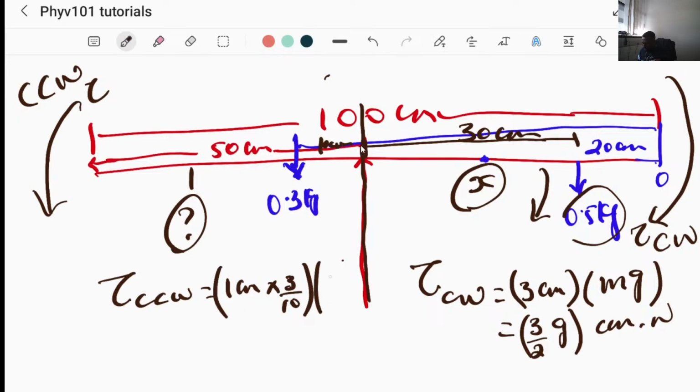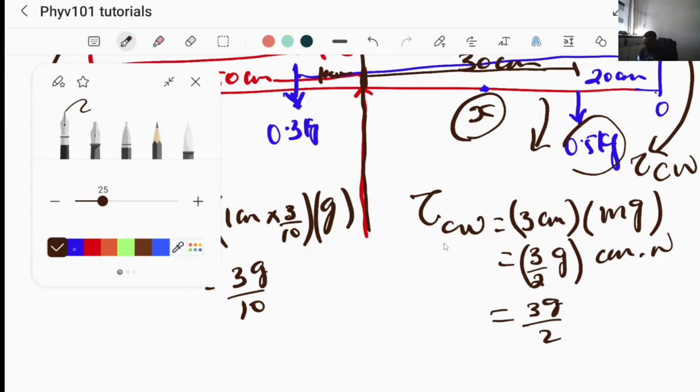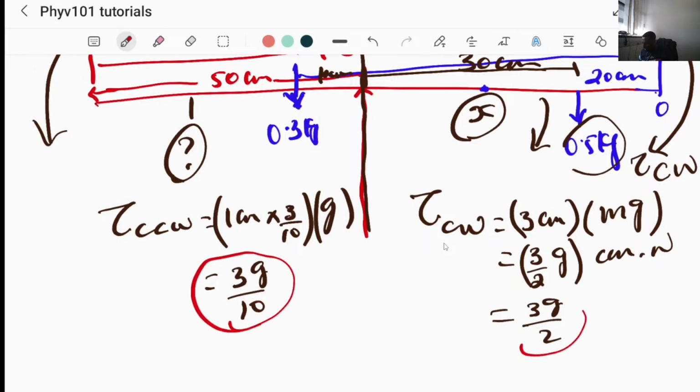0.3, times mass times gravity, g, is also there. You see which one is big. And if you see here, what I could easily see is, this is going to be 3g over 10, and then this one is going to be 3g over 2. Forget about the unit, because I'm comparing. Therefore, I could easily see which side is less. This is less. Therefore, tau counterclockwise is less than tau clockwise.